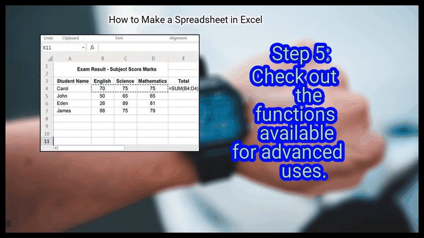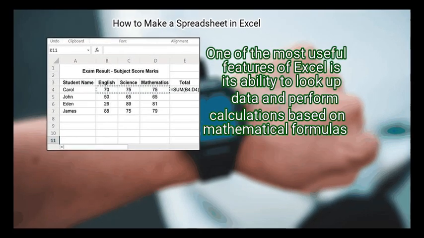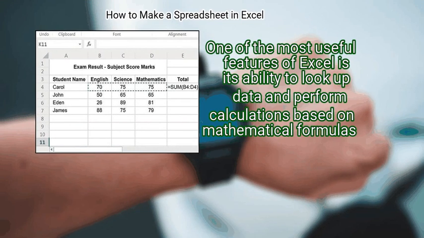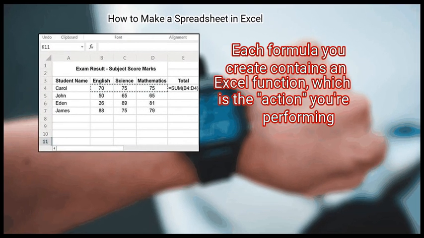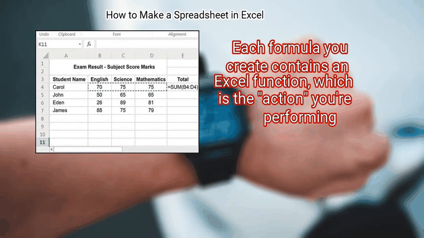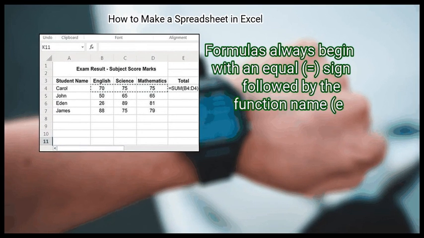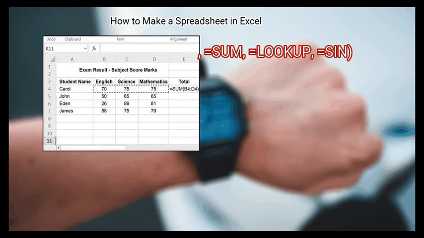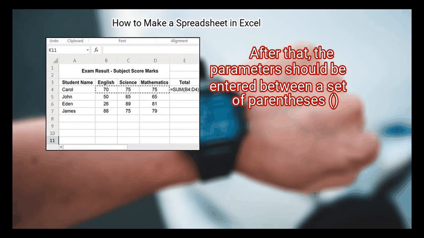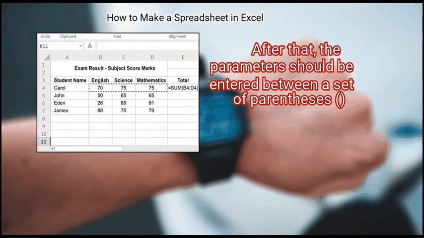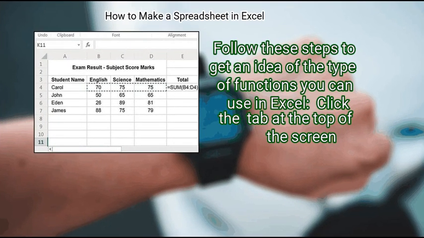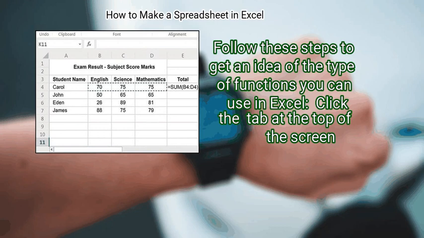Step 5. Check out the functions available for advanced users. One of the most useful features of Excel is its ability to look up data and perform calculations based on mathematical formulas. Each formula you create contains an Excel function, which is the action you are performing. Formulas always begin with an equals sign followed by the function name, such as =SUM, =LOOKUP, =SIN. After that, the parameters should be entered between a set of parentheses. Follow these steps to get an idea of the type of functions you can use in Excel. Click the Formulas tab at the top of the screen.